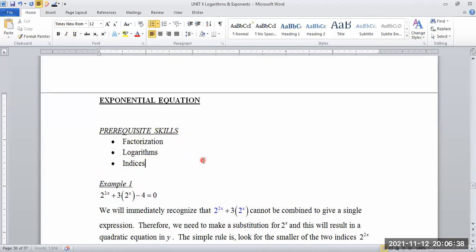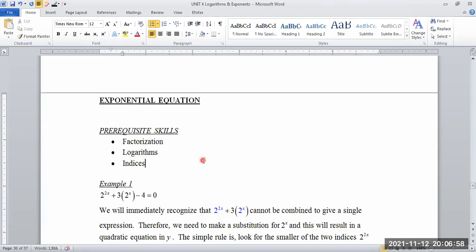We need to know our factorization. We need to know our logarithms. We need to know our indices. Because sometimes you recognize that in the first question you did, you were able to use indices just to do that one, don't you? The bases are the same, so you equate the powers, don't you?